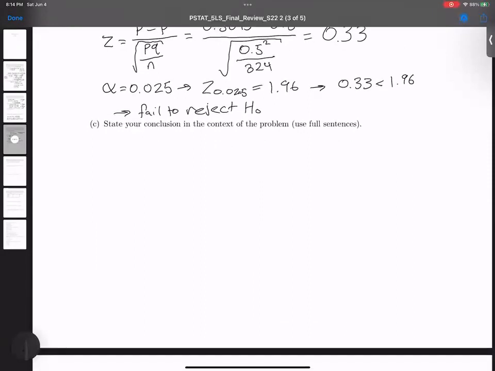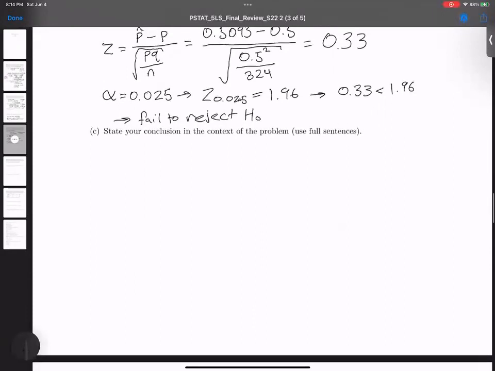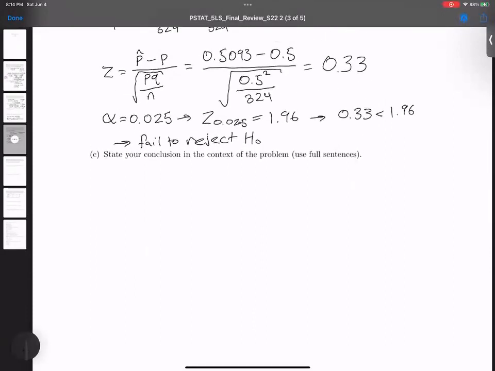And now in part C, we need to state our conclusion in the context of the problem. So we fail to reject. Here you can notice I'm not saying because P is less than alpha or because the test statistic is less than the critical value. You could put that in the intro of the sentence. It overall isn't too important because you just did it in the part before. So interpreting it, we fail to reject the null hypothesis.